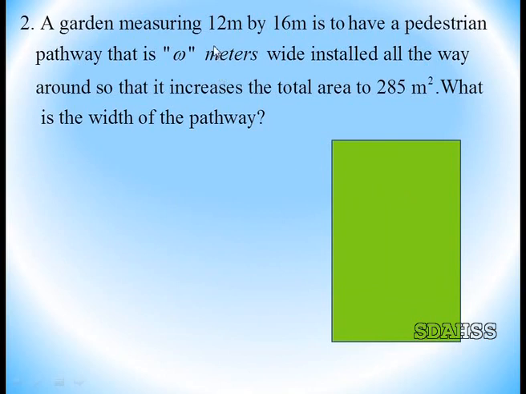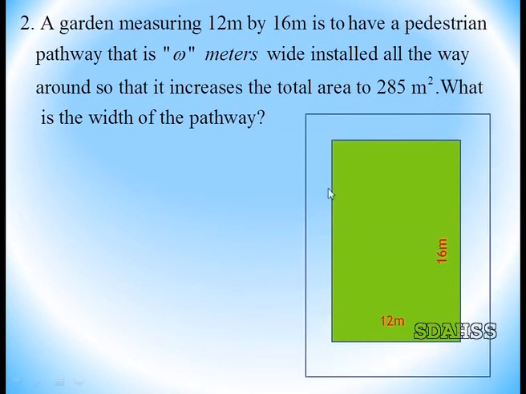The dimensions of the garden be 12 meter by 16 meter. Breadth of the garden be 12 meter and the length of the garden be 16 meter. And the pedestrian pathway is installed all the way around the garden.